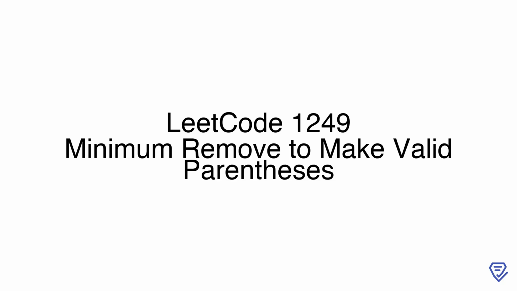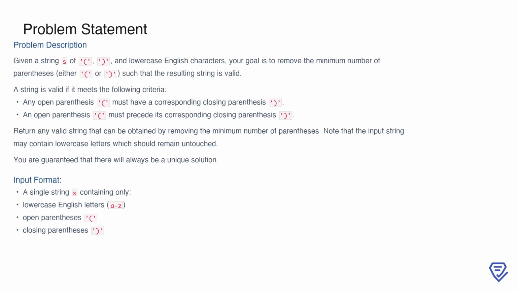Let's dive in. The problem asks us to work with a string S that consists of lowercase English letters, as well as open and close parentheses. Our goal is to remove the minimum number of parentheses, whether they are opening or closing, to make the string valid. For a string to be valid, every open parenthesis must have a corresponding closing parenthesis, and any open parenthesis must appear before its matching close parenthesis.